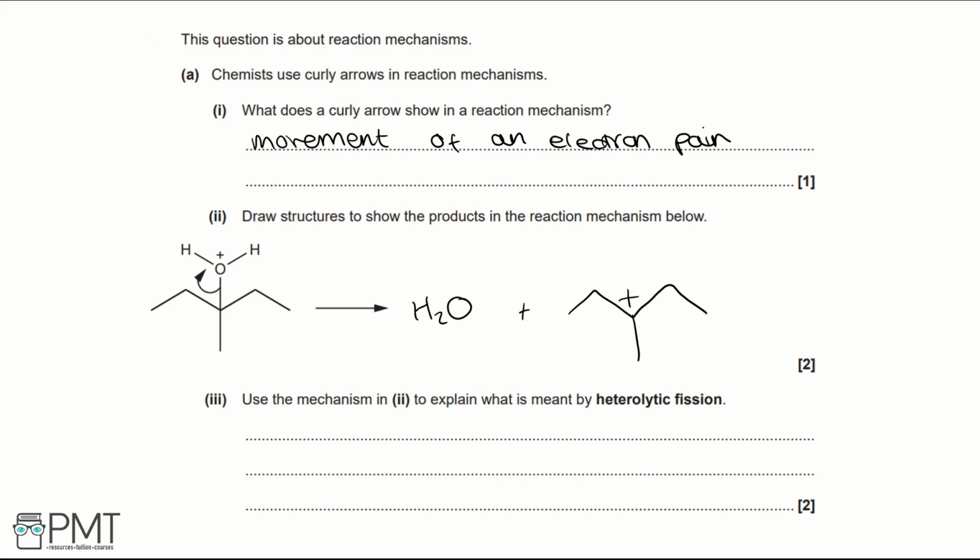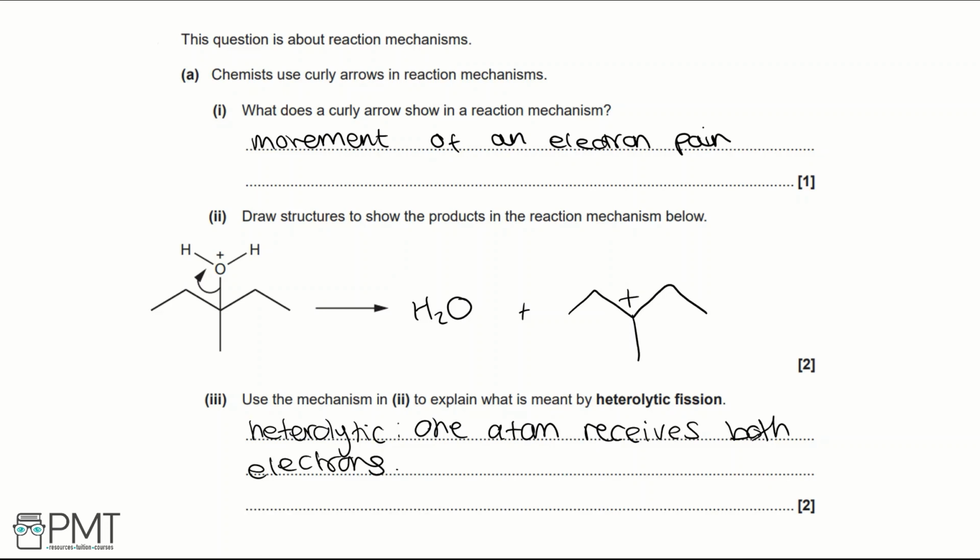Part 3. Use the mechanism in Part 2 to explain what is meant by heterolytic fission. For this question, you need to dissect heterolytic fission, and that means we're going to define heterolytic and then fission. Defining heterolytic, that would be when one atom receives both electrons. Then defining fission, fission is the breaking of a covalent bond.